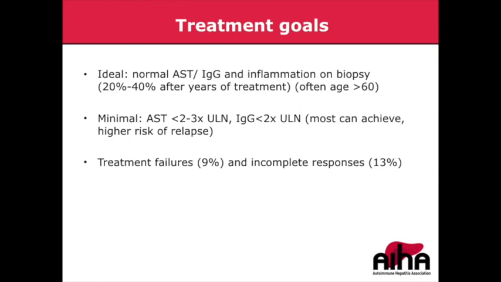And in terms of treatment failures, this is first go-around with standard therapy, which we'll talk about in a bit. 9% are treatment failures. That is to say they don't really normalize below 5 times upper limit of normal to 3 times upper limit of normal. And then incomplete responses are the in-between, so sort of hovering a little bit above that 2 to 3 line.